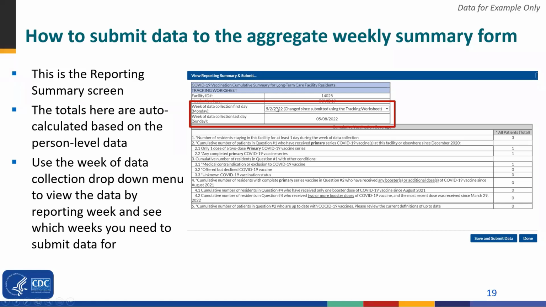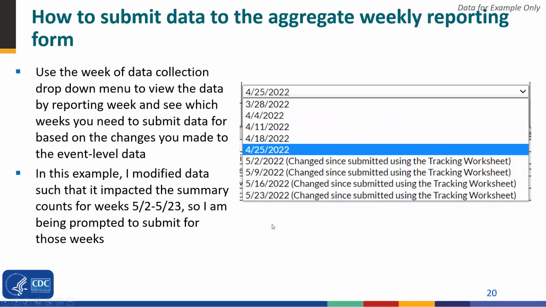So you should only click weeks here with the reporting summary that have complete person level data entered. So you can click on the week of data collection drop-down menu and see which weeks you want to submit data for based on any changes that you made to the person level data. But as a reminder, even if it says changes were made, don't submit for any prior weeks before you started using this person level form, because you're going to be overwriting your previously submitted data with new incomplete data. Heather, do you have anything to add to that?